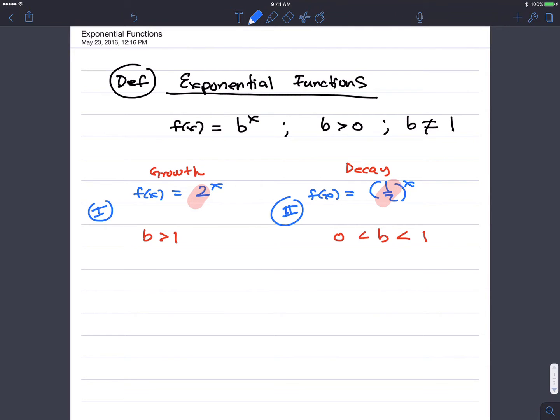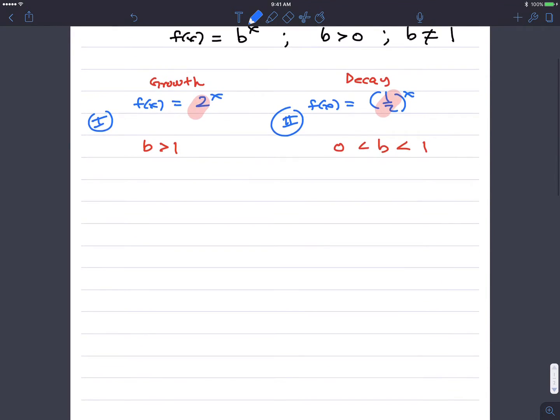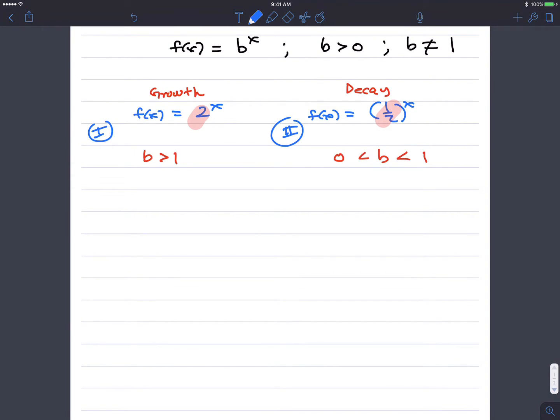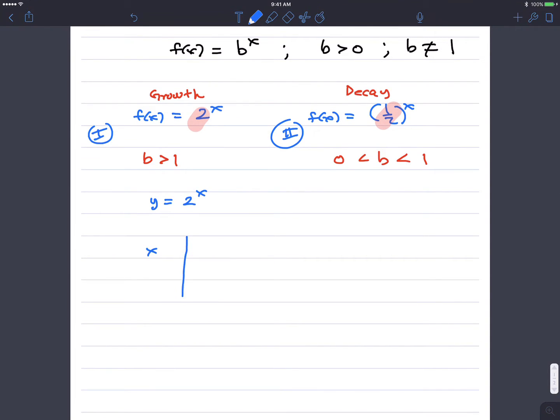Now, typically, how they get you to learn about these is to say the following. Let's look at the first example. We're going to let y be 2 to the x power, and then we're going to find corresponding values of x and y. If I let x be 0, x be 1, and x be 2, then y is 2 to the 0. Remember, I use this as an input. 2 to the first power, and then 2 to the second power.